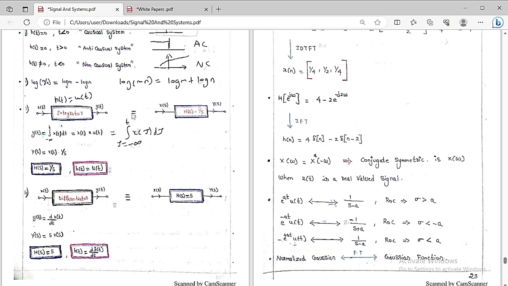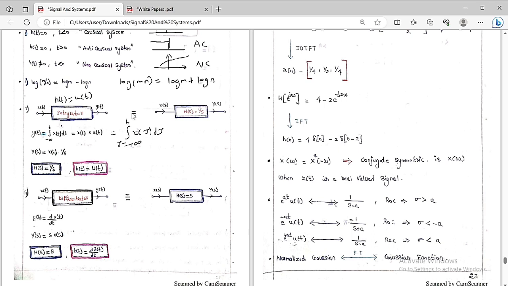So y of t is x of t convolution u of t, which is basically doing the integration of the input. Apply the Laplace transform on both sides, then we get y of s is equal to x of s into h of s. Y of s by x of s is equal to h of s. H of s is equal to 1 by s. Apply the Laplace inverse, then we get h of t is equal to u of t. So for the integrator, the impulse response is nothing but the step signal.